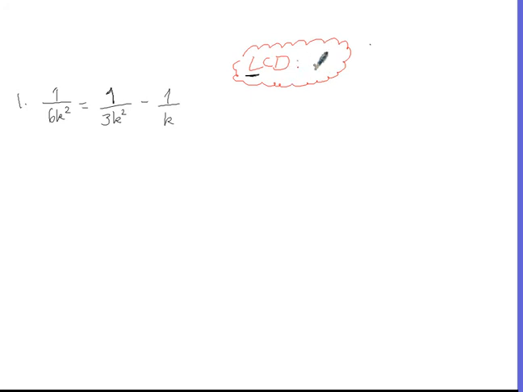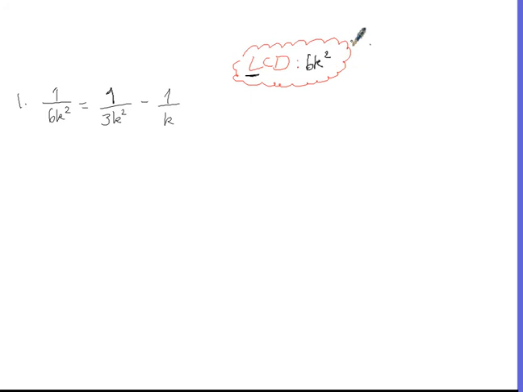So the lowest common denominator here is 6k squared. Why? Because 6k squared is part of it. 3k squared is inside 6k squared. You just multiply this by 2. And k is also inside 6k squared. You have to multiply k by 6k in order to get this common denominator.